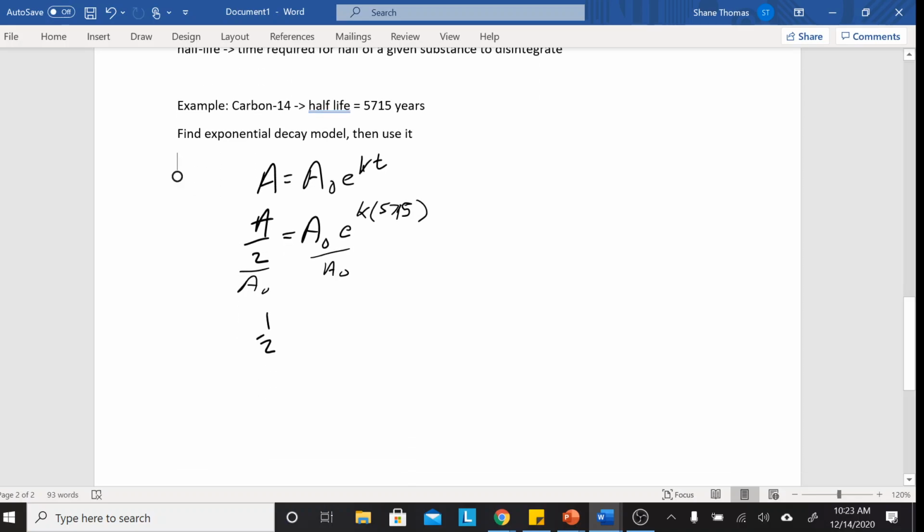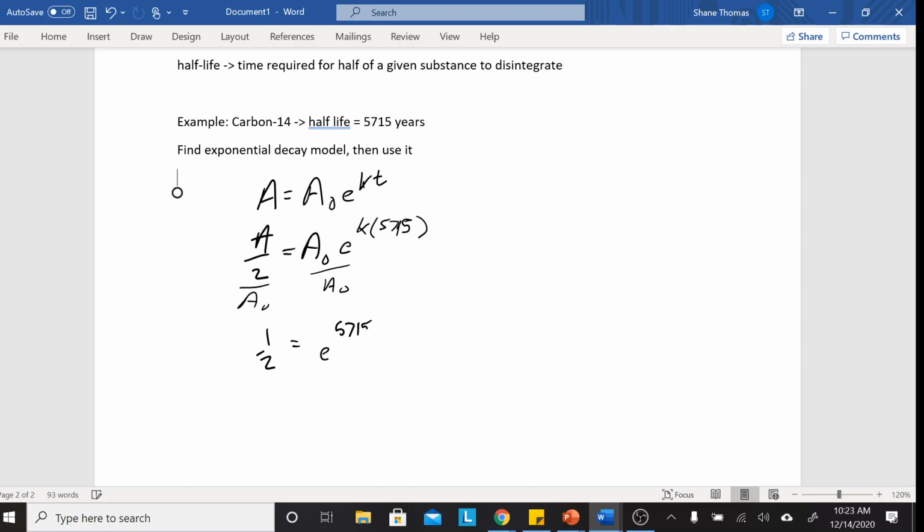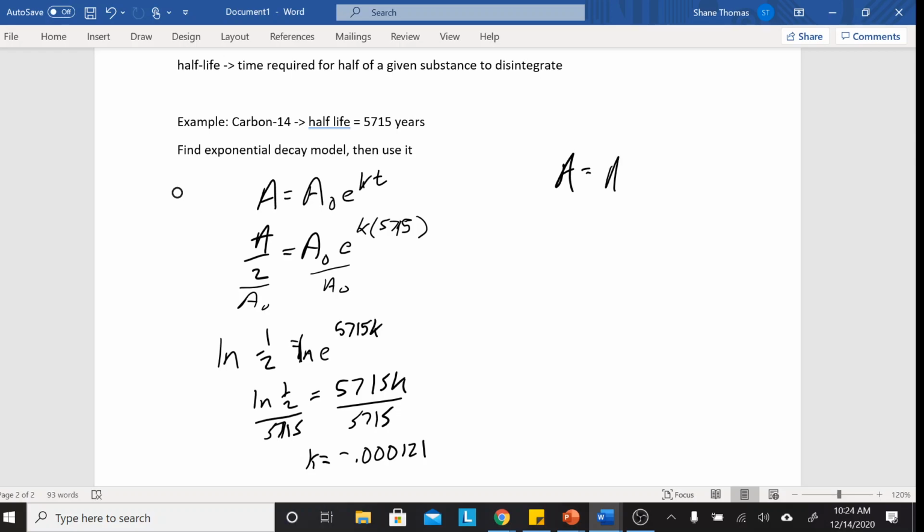So we have 1/2 equals e to the 5715k. To get rid of that e, let's take the natural log. So we have the natural log of 1/2 equal to 5715k. Divide both sides by 5715. Then I get k is equal to, really ugly, negative 0.000121. Really, really tiny. So my decay model would be A equals A sub 0 e to the negative 0.000121t. All right, so that's my model.